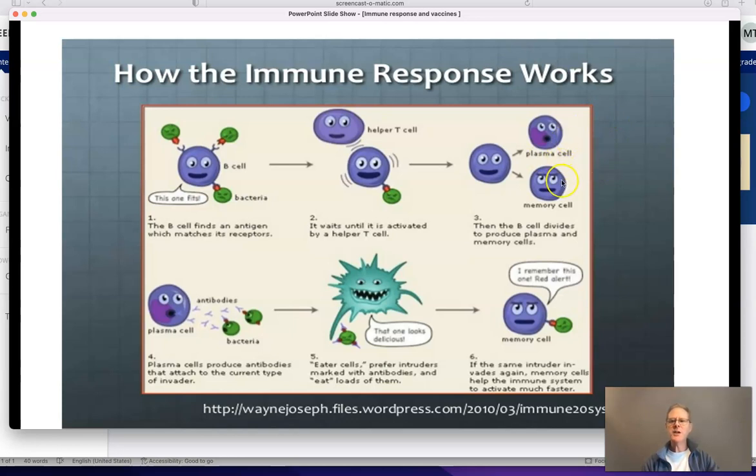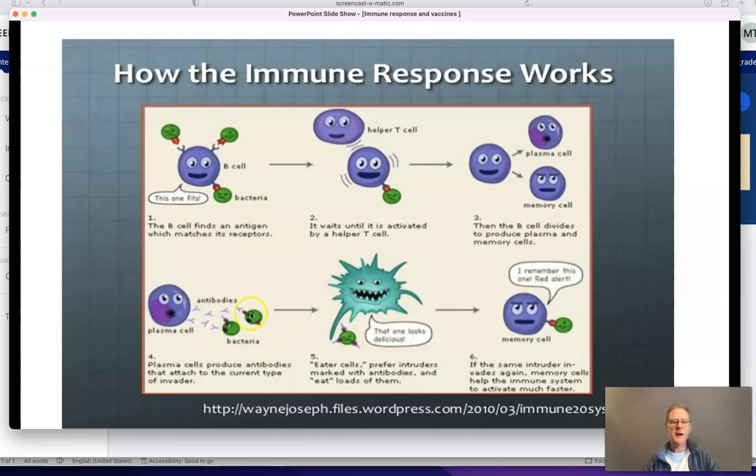Produces plasma cells and memory cells. The plasma cells produce antibodies that attach to the current type of invader, okay? And then eater cells come along and they prefer invaders that are marked with these antibodies. Okay, it's a way to target them.